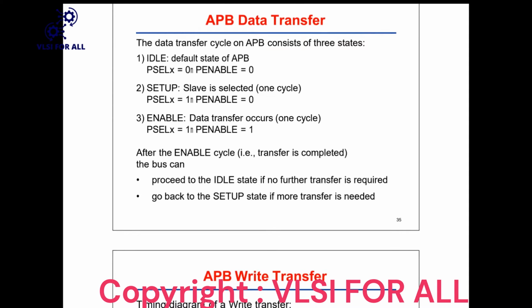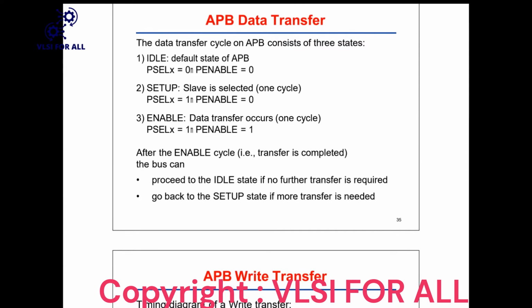Could you please explain it again, sir? Which one? The whole data transfer cycle, sir. Why do we require 2 clock cycles? No, sir, the whole data transfer cycle: idle, setup and access. Okay, okay.